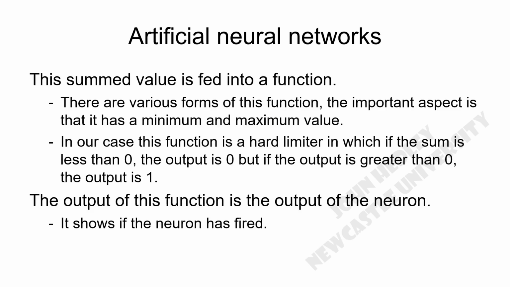This summed value is then fed into our central function. In our image, this is a circle with a step shape. There are various forms this function can take, but its main purpose is to firstly limit the output and secondly to add nonlinearity into the calculation. Our step-shape function we are using in this case is called a hard limiter function. For this, if the input value is less than 0, the output is 0. If the input is greater than or equal to 0, the output is 1. The output of this function is the output of the neuron.